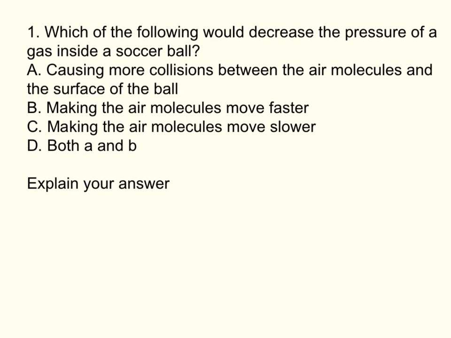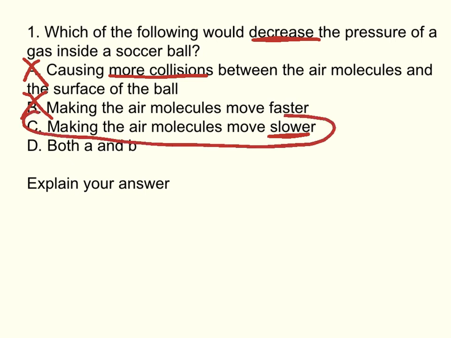This question asks, which of the following would decrease the pressure of a gas inside a soccer ball? So basically we want to lower the number of collisions if we want to decrease the pressure. Well, if we cause more collisions, that's going to make the pressure go up, so that can't be right. If we make the air molecules move faster, that's going to make more collisions, which is going to make the pressure go up, so that can't be right. If we make the air molecules move slower, that's going to decrease the pressure because there will be fewer collisions. So the correct answer to this problem should be C.